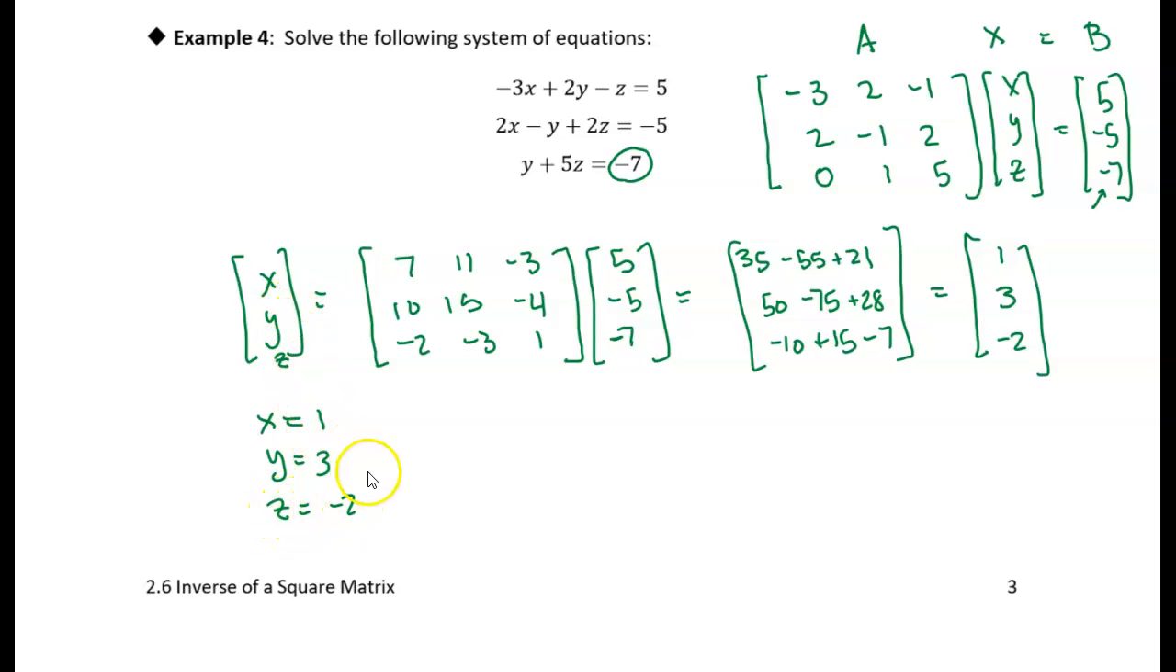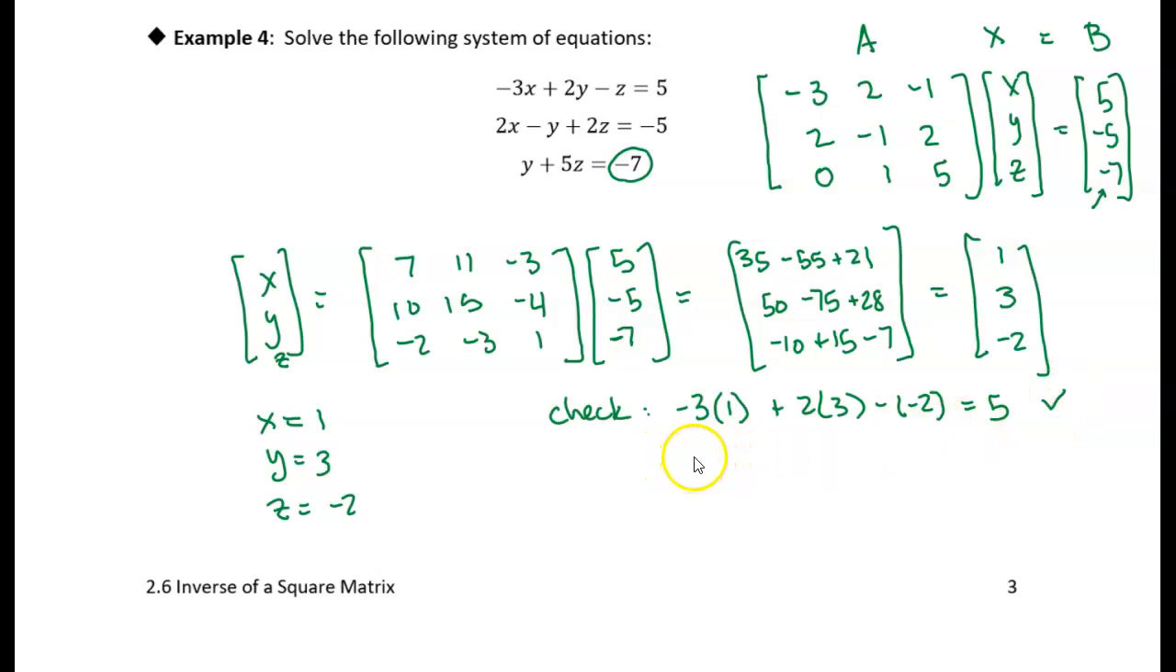Okay, so we can check that against our original equations. We'll just plug it in and make sure that we got it, because it's so easy to make a little arithmetic mistake in these problems. So we might as well check it. -3 times 1 plus 2 times 3 minus 2 gives me 5. It should give me 5. So yep, that looks like it works.